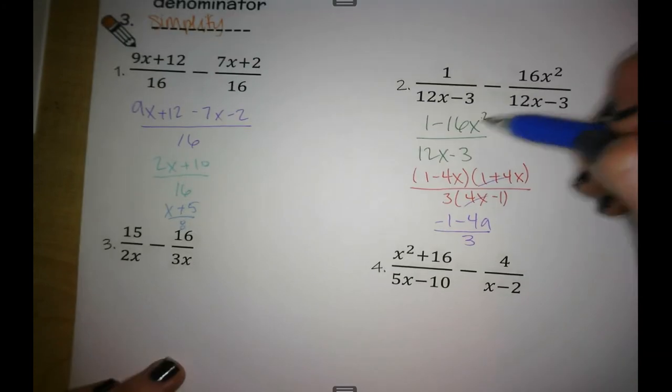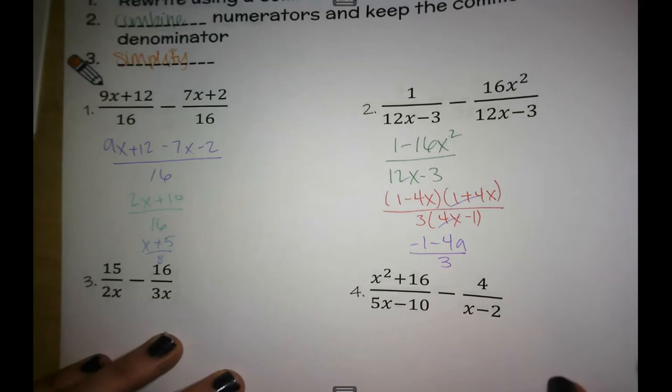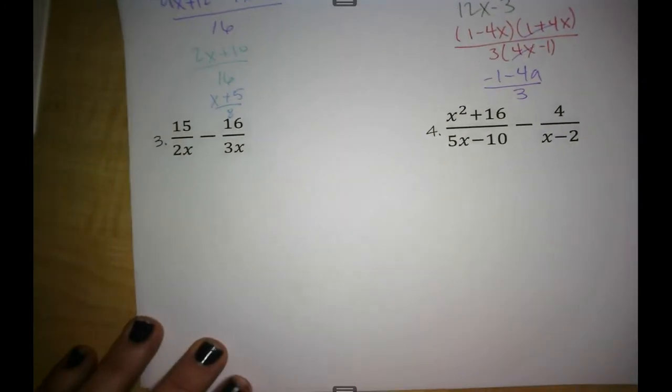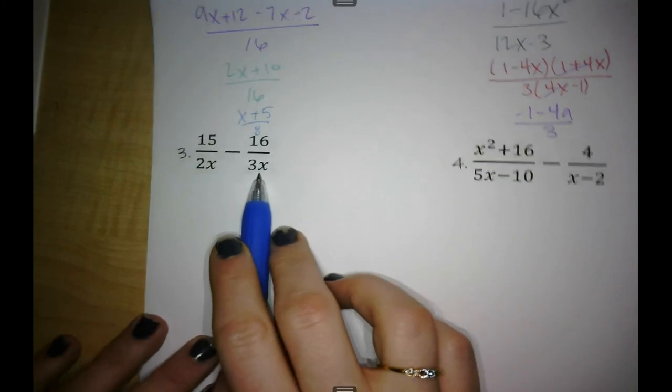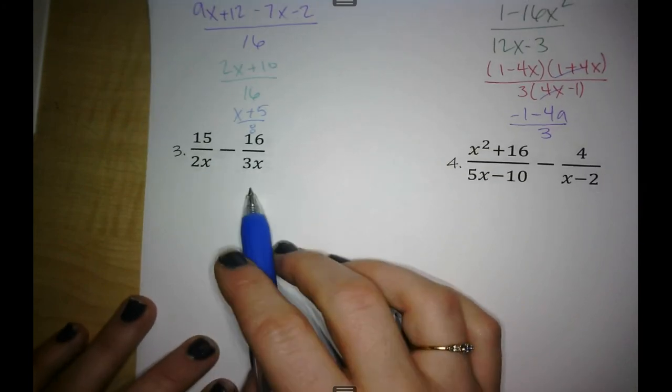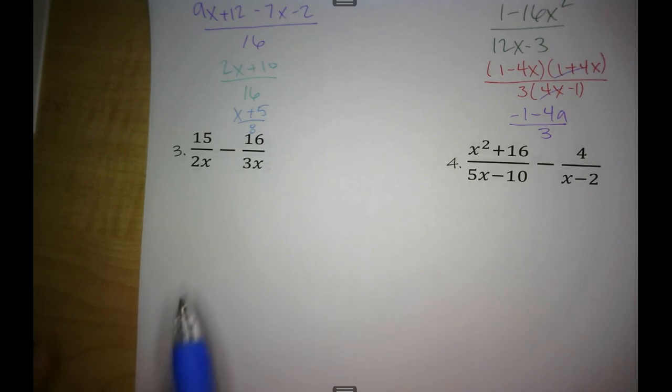But what I want you to get out of this is that they are common bases, so I'm just subtracting that top numerator. Okay. We've got different bases, different denominators. So I need to make them the same.